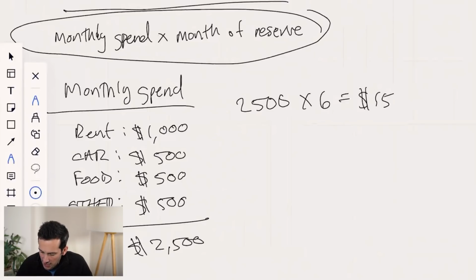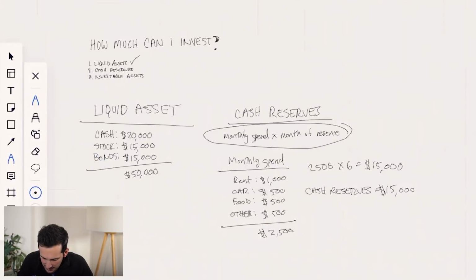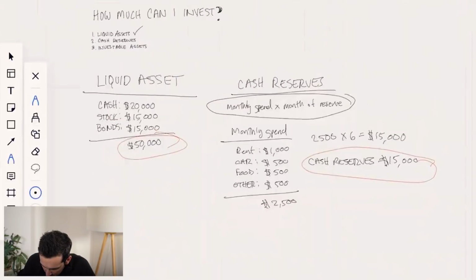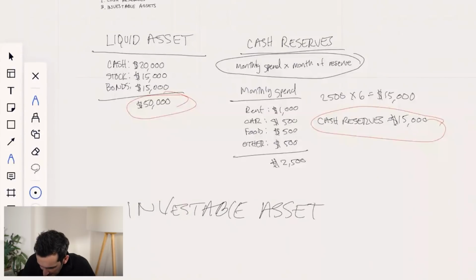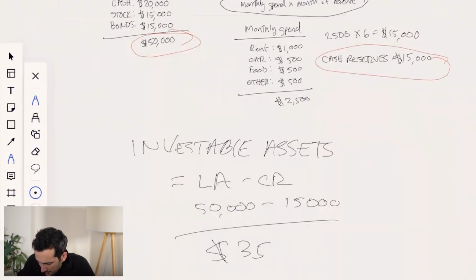Okay. So now we know our cash reserves. Our cash reserves equals $15,000. So now we know, again, liquid assets, 50,000, right? And then our cash reserves are 15,000. And then for investable assets, it's super easy. All we got to do is subtract that. So our investable assets equals liquid assets minus cash reserves. So that's 50,000 minus 15,000. Now we can invest responsibly $35,000 in whatever you want.